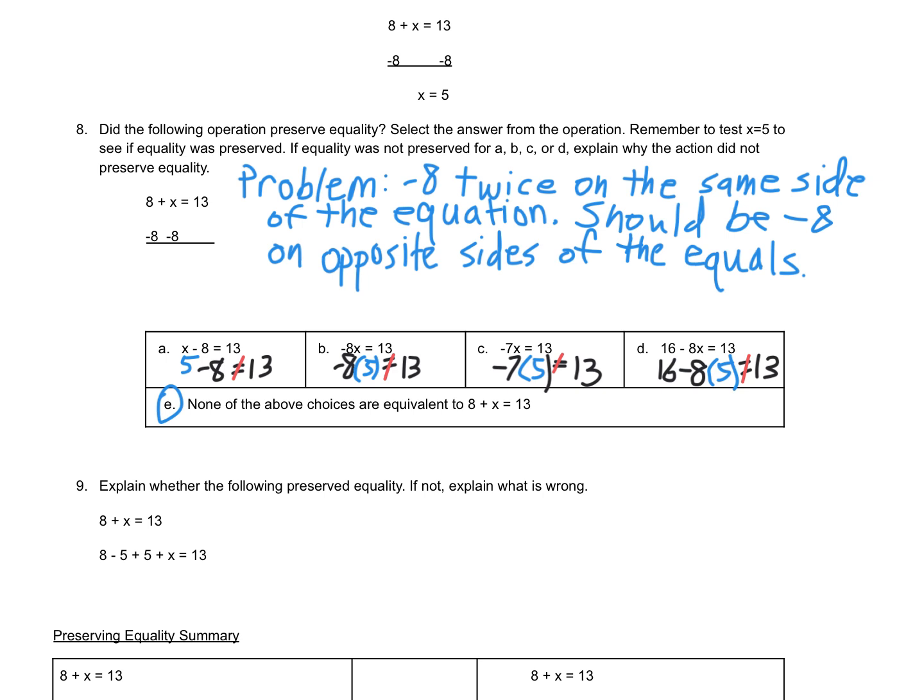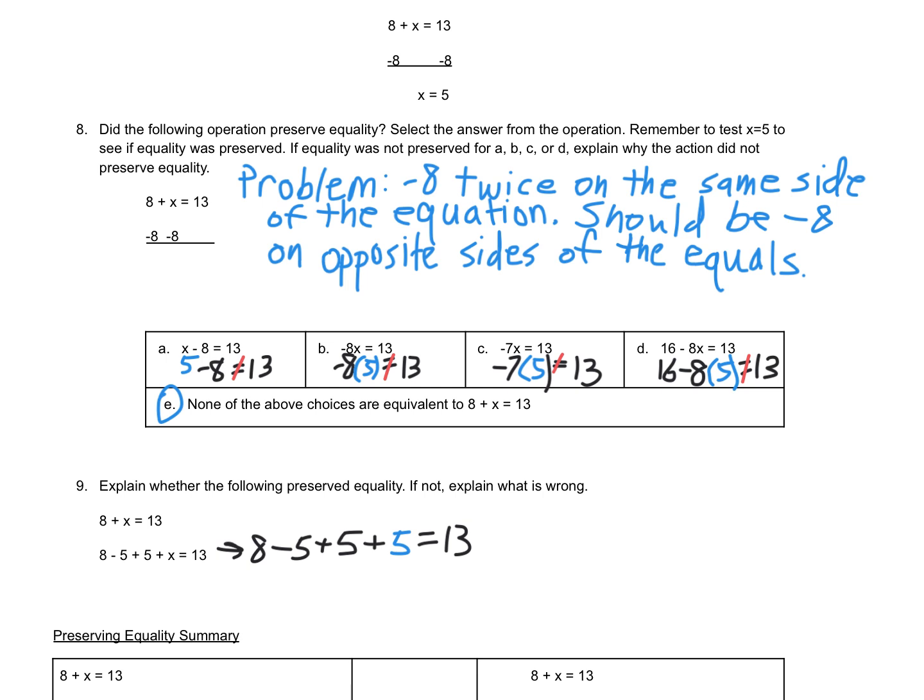Let's take a look at number 9. Explain whether the following preserved equality. If not, explain what's wrong. I have 8 plus x equals 13. I have 8 minus 5 plus x equals 13. If I plug in 5 for x, does it preserve equality? Well, it turns out it actually does.